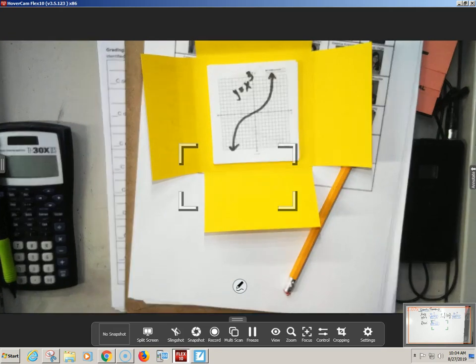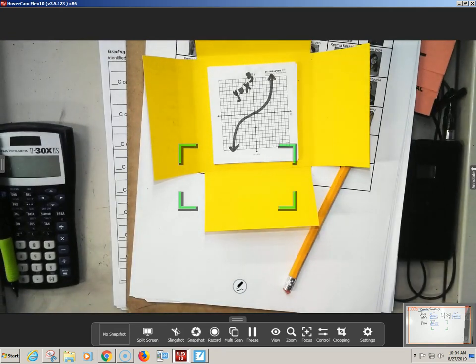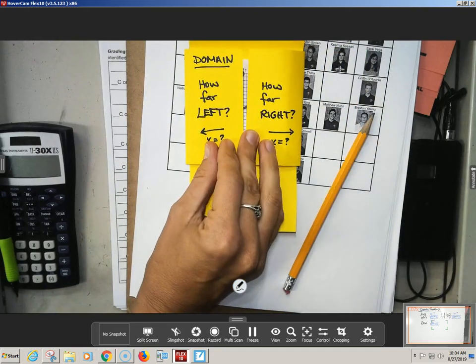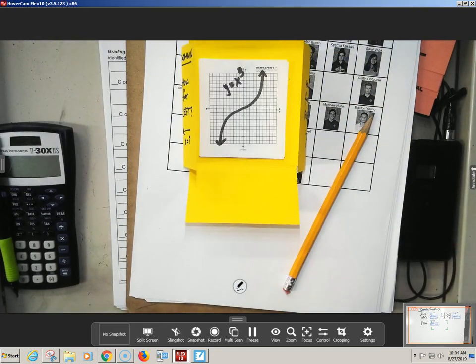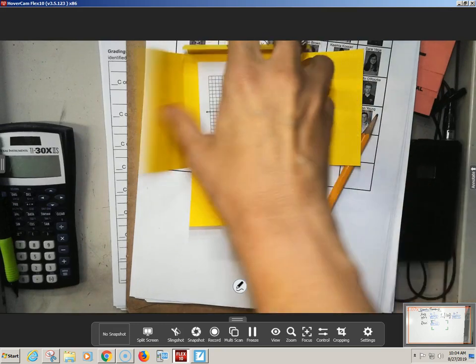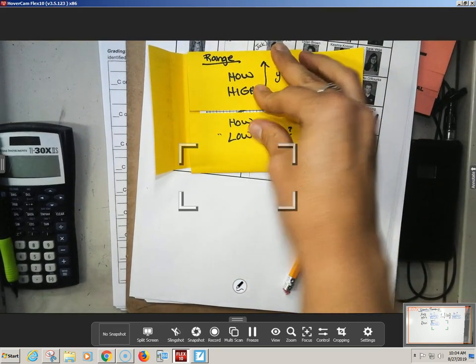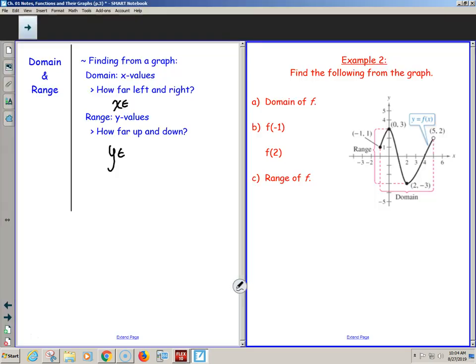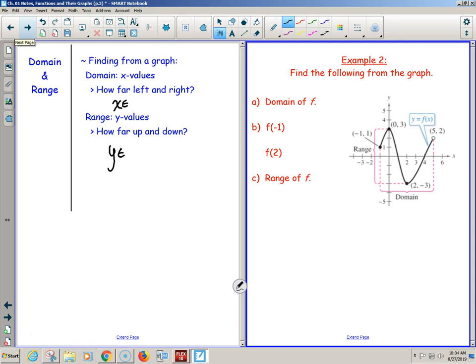There we go. Okay. So what questions do domain and range answer? Domain answers how far left to how far right. And then range answers how low to how high, or how down to how up. True? So when we're doing intervals, here's what I need you guys to realize.